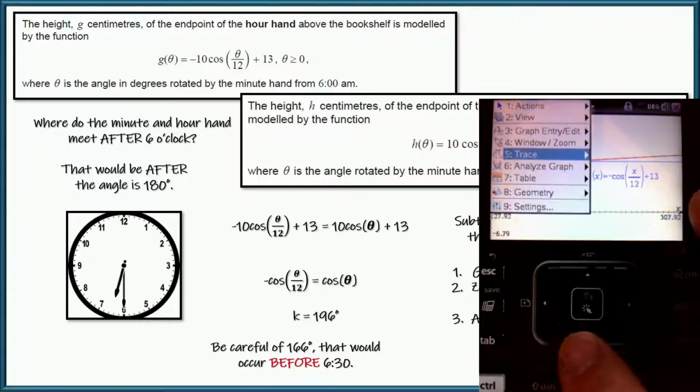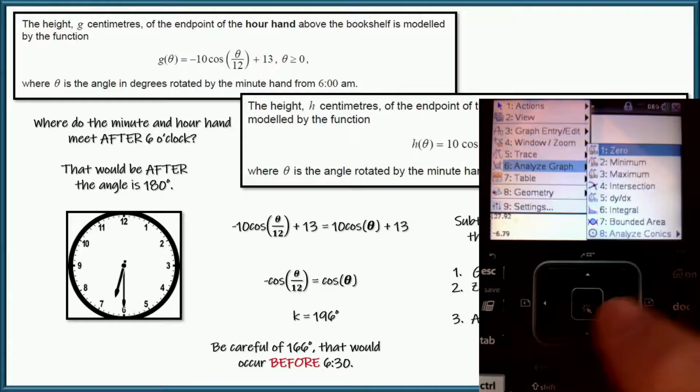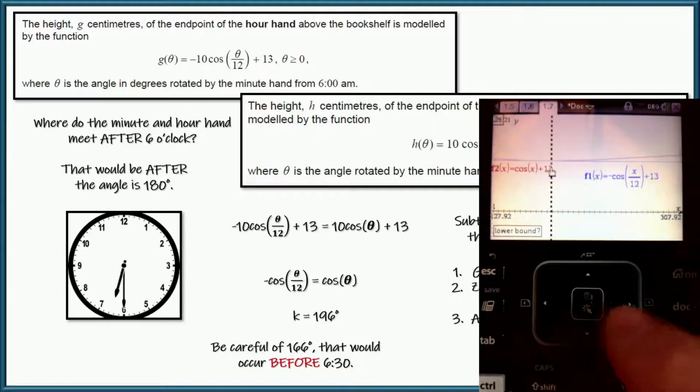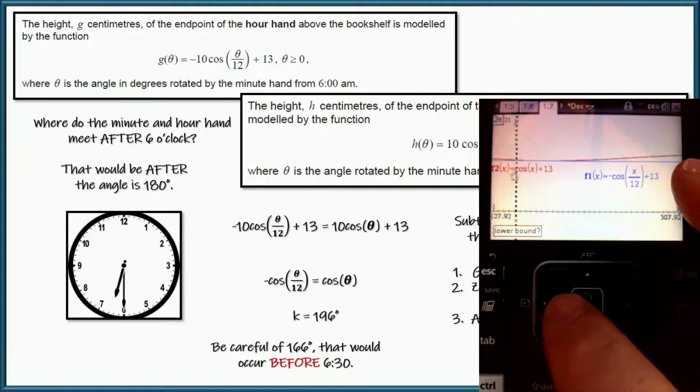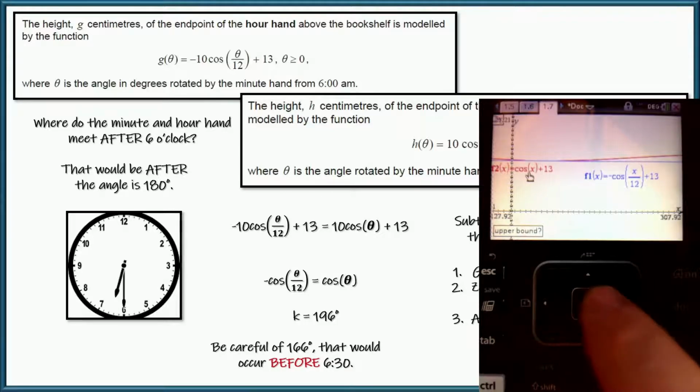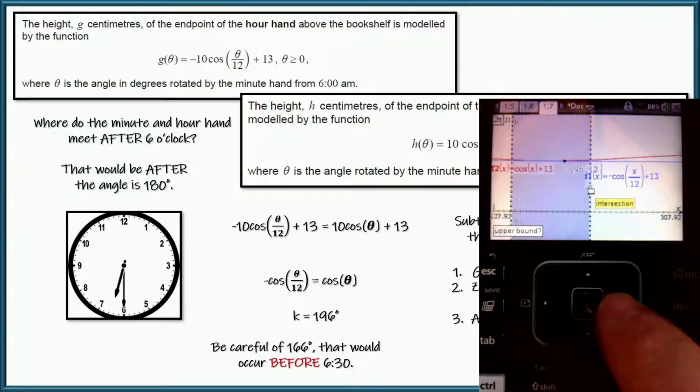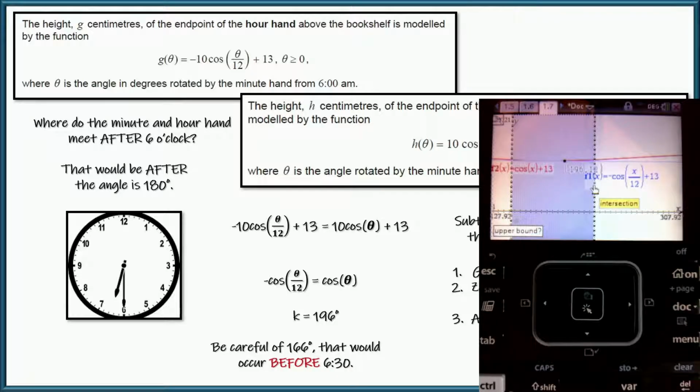Okay, now let's analyze the graph again. You can see these are kind of tricky, so you definitely need to mess around with them and play with them a little bit. So let's see. We're going to say our left bound is over here somewhere, and our right bound is right there. Look at that. It's 166. Do you see that? But there's another one right there, 196. Just like we said it was, 196. All right. So that's how that works.